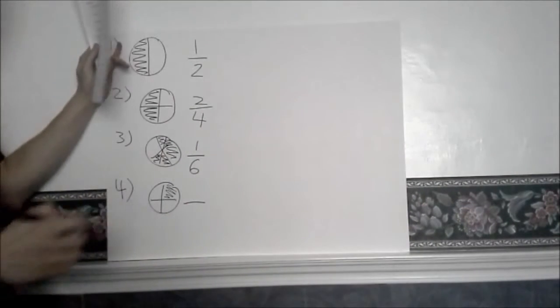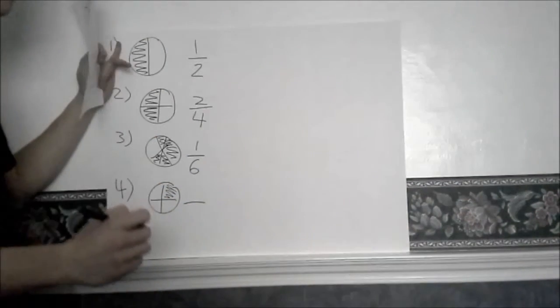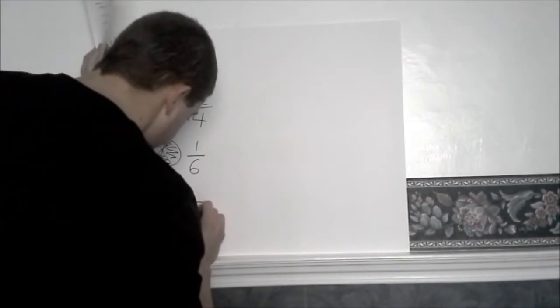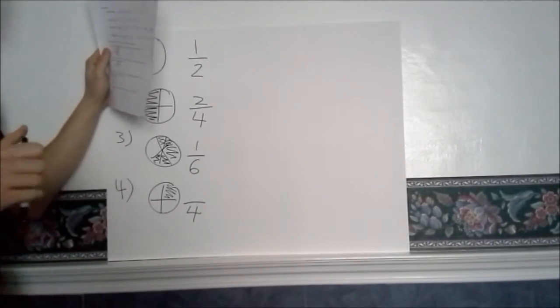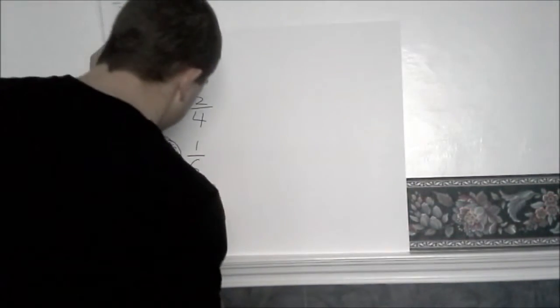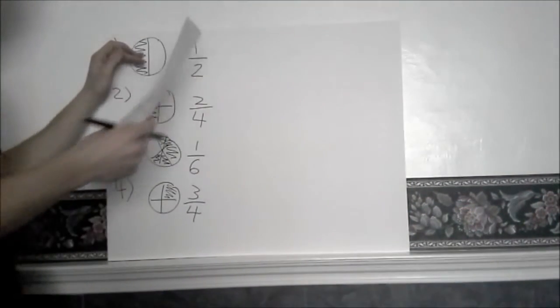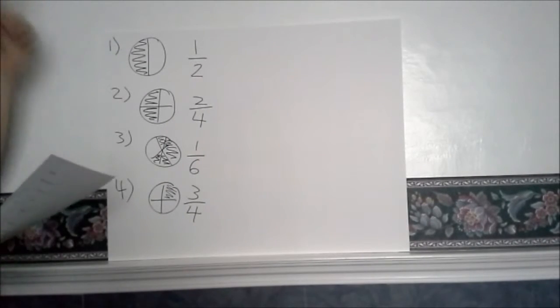What was the total number of slices in this case? 4, good. So 4 goes where? In our denominator. And in our numerator, we want to put how many slices weren't eaten. So how many weren't eaten in this case? 3, good. You guys are doing great. So that's all we had for classwork today.